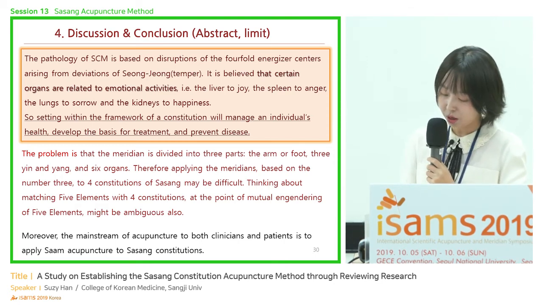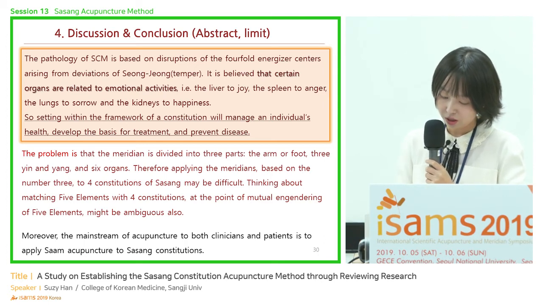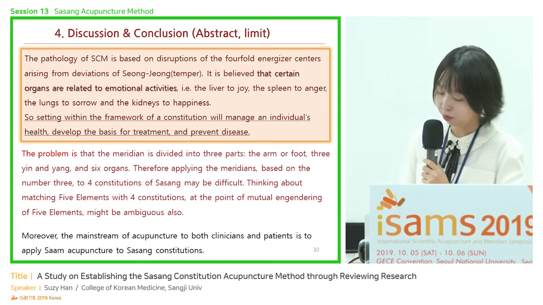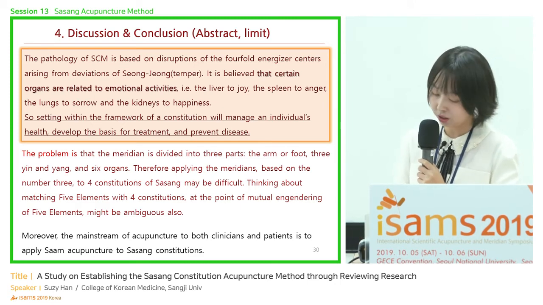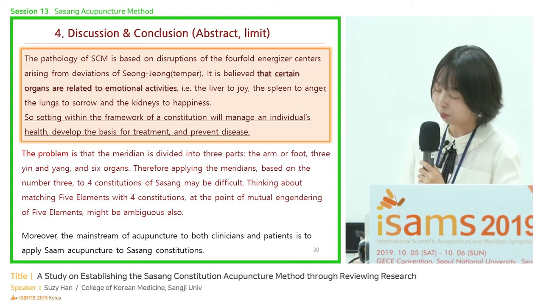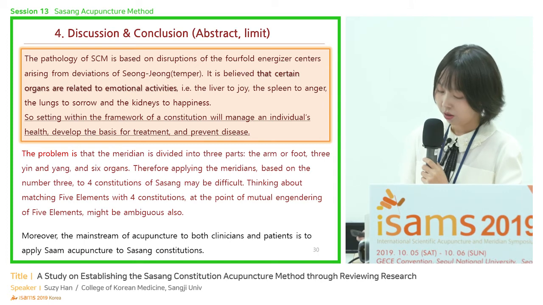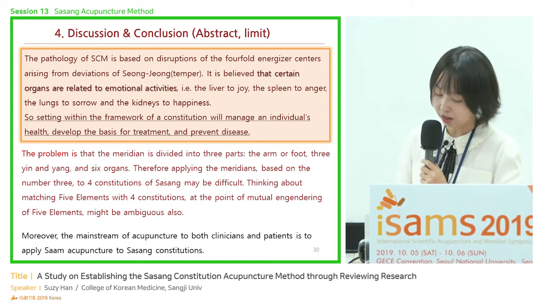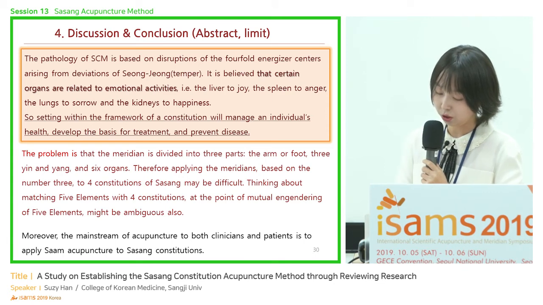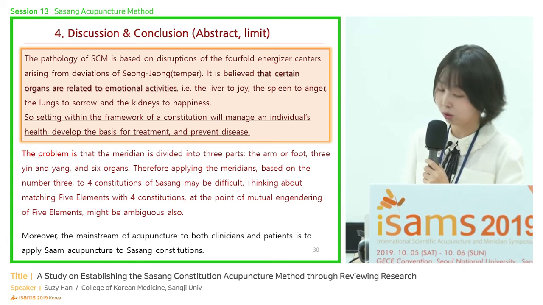But the problem is that the meridian is divided into three parts, not four parts: the arm or foot, three yin and yang, six organs, and so on. Therefore, applying the meridians based on the number three to the four constitutions of Sasang may be difficult. Thinking about matching five elements with the four constitutions at the point of mutual engendering of five elements might also be ambiguous.